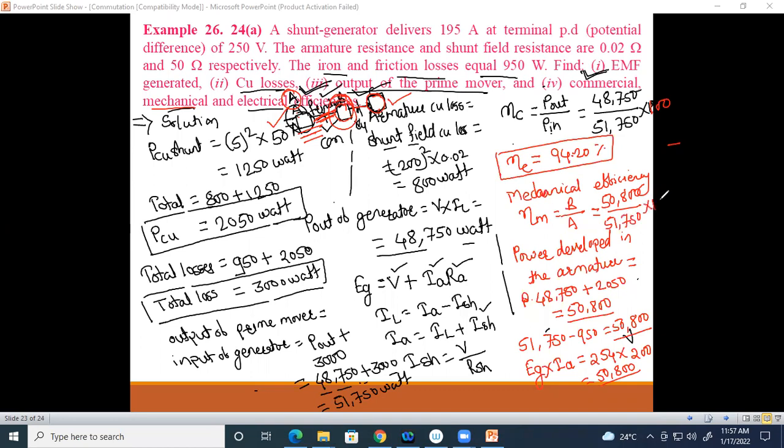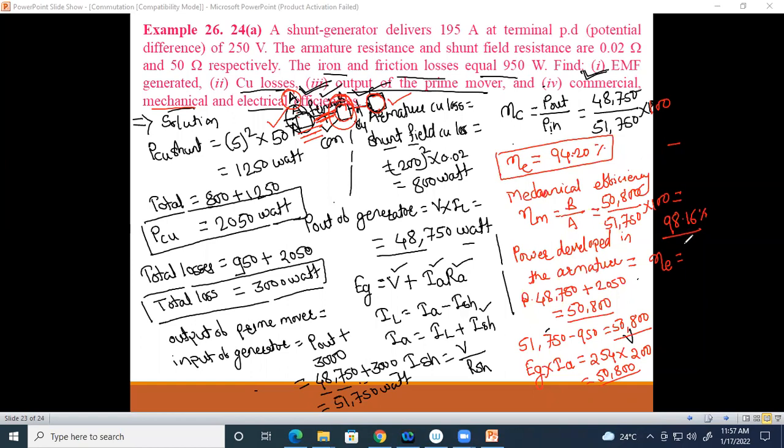51,750 into 100. What will the efficiency be? 98.16. 98.16, no? Yes, sir. Okay. 98.16%. After that, again we want to calculate the electrical efficiency, that is eta E. What is the formula for electrical efficiency? C upon B.